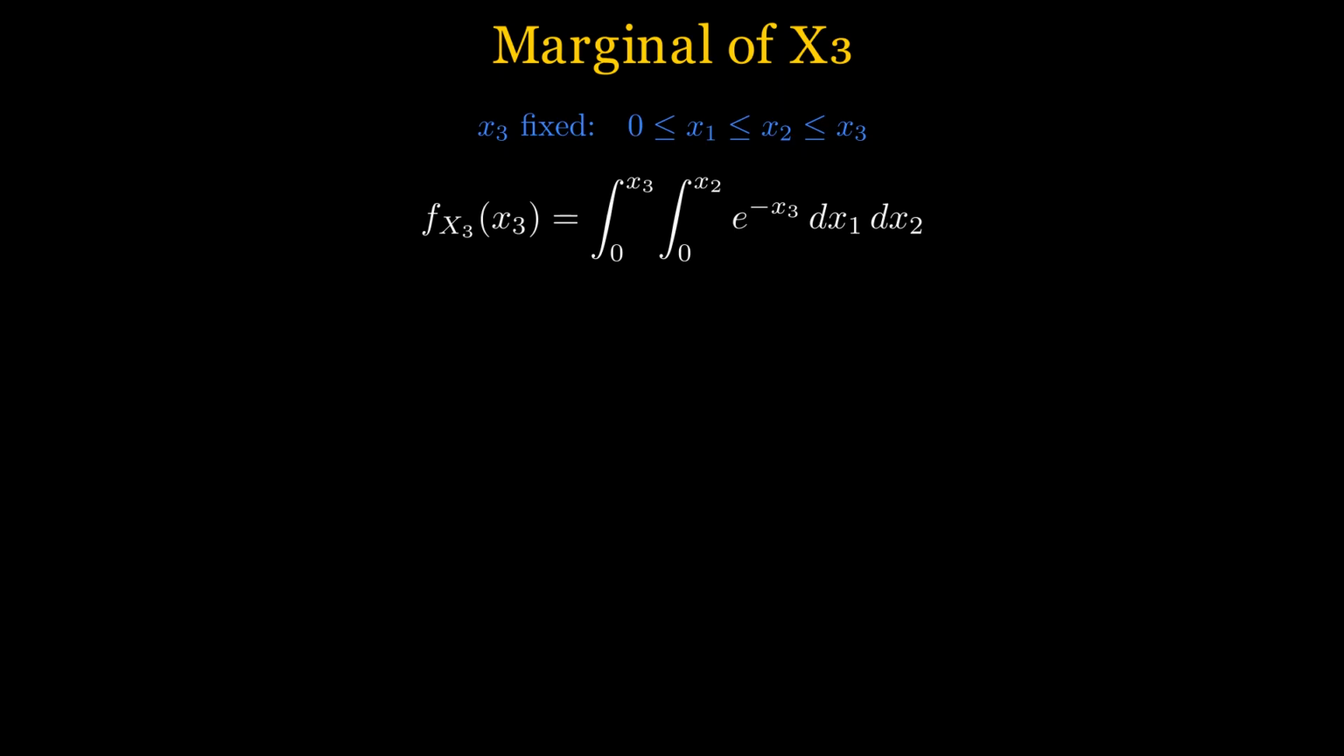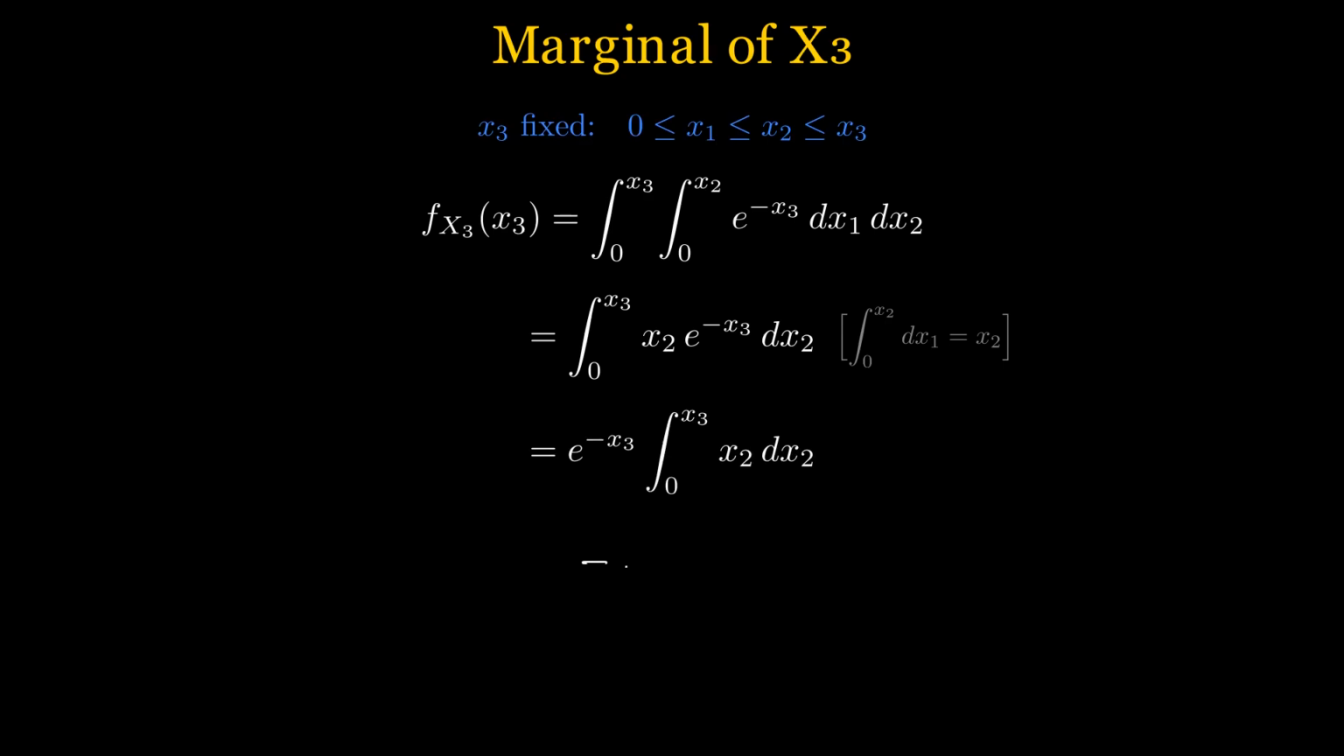Hold x3 fixed and integrate out x1 and x2 over all values consistent with the ordering constraint. Given x3 fixed, x2 ranges from 0 to x3, and for each x2, x1 runs from 0 to x2. The marginal integral is x1 from 0 to x2 inner, then x2 from 0 to x3 outer. Inner integral first. The integrand e to the minus x3 does not depend on x1. Integrating dx1 from 0 to x2 simply gives x2 times e to the minus x3.